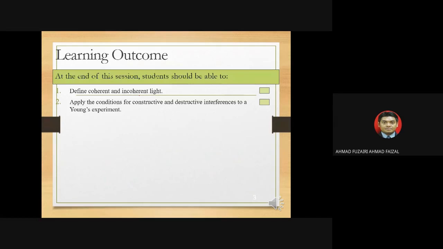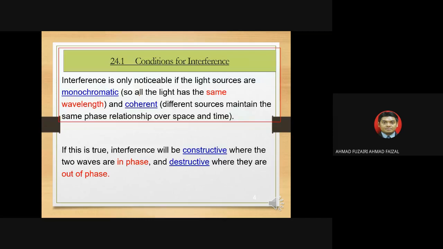At the end of the session, the student should be able to define coherent and incoherent light. These are the conditions for interference. Interference is only noticeable if the light sources are monochromatic. It's very good to understand monochromatic: it means the same wavelength. So all the light sources must be monochromatic. Untuk nak buat interference, remember you must have two slits, ada dua slit.